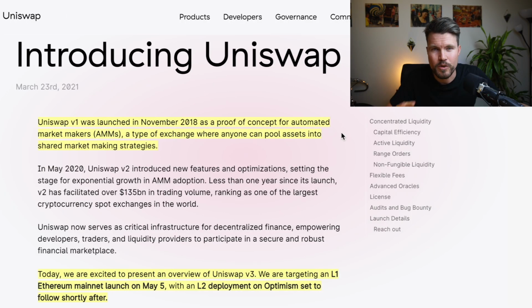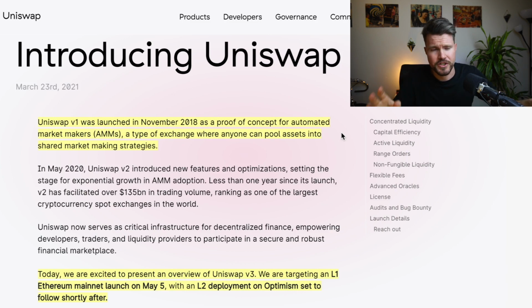I'll keep this video quick and short. I'll just go over the most important changes to Uniswap. So in short, Uniswap is a decentralized exchange, meaning that people provide liquidity, allowing other people, DeFi traders, to swap either ETH with ERC20 tokens or ERC20 tokens with other ERC20 tokens.